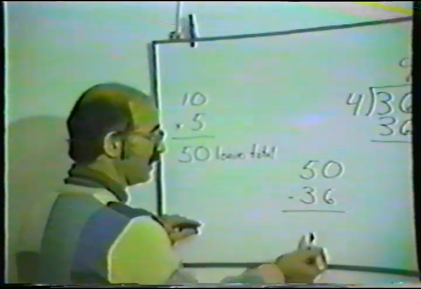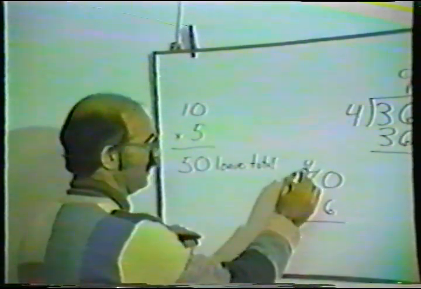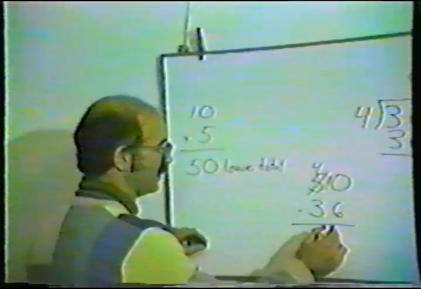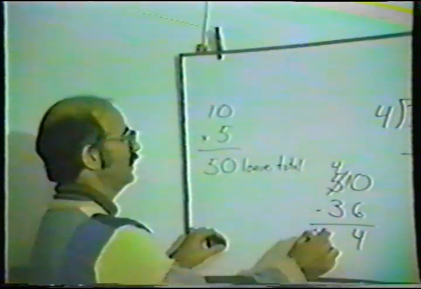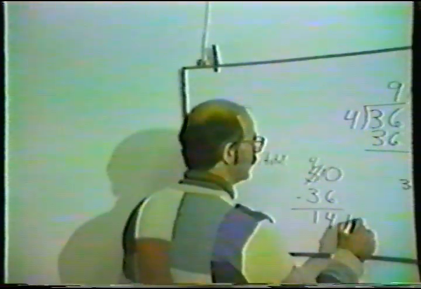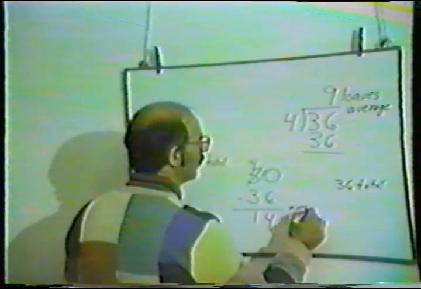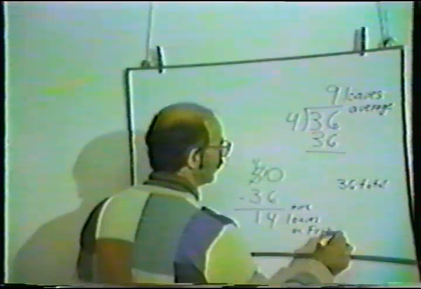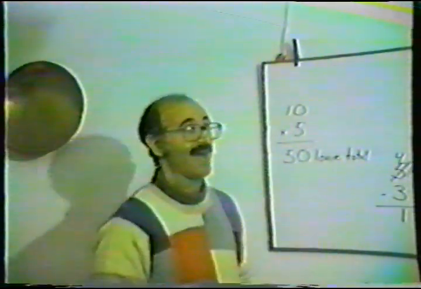0 take away 6. Can't do. The 5 becomes a? 4. To make the 0 a? 10. 10 take away 6 is? 4. 4 take away 3 is? 1. The answer is 14 loaves, more loaves on Friday if you like. So that's a problem with averages.